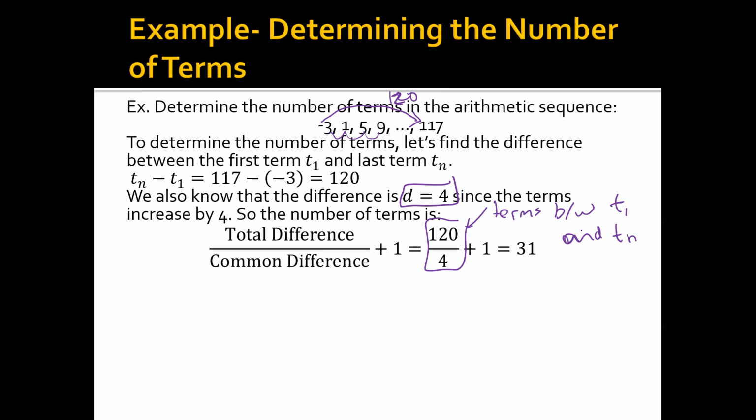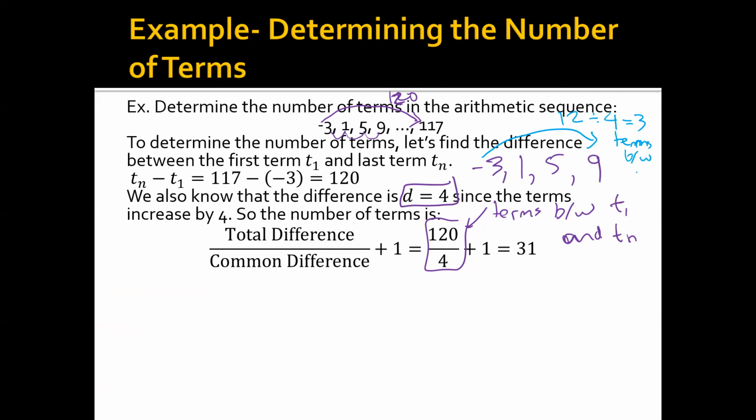So why did I have to add the 1 there to find the total number of terms? Well, the reason I add the 1, again, same idea as before. We actually have one more term than just the number of terms between them. So I'll give you an easier example. Let's say that the sequence was something really simple: -3, 1, 5, 9. If that was the case, we could clearly see here that the difference between -3 and 9 is 12. Then we take 12 and divide by 4. And that means that there would be 3 terms between them.